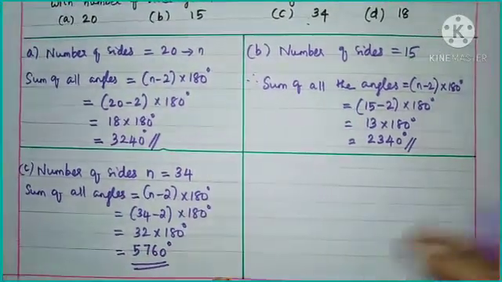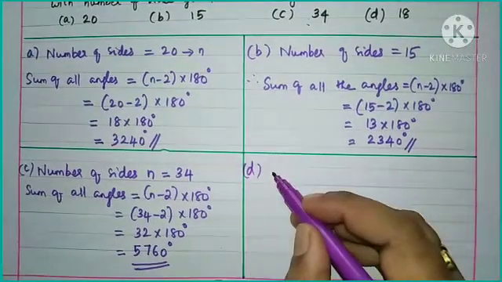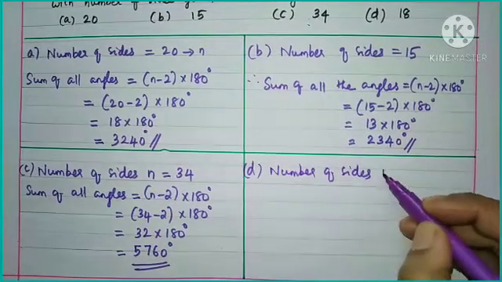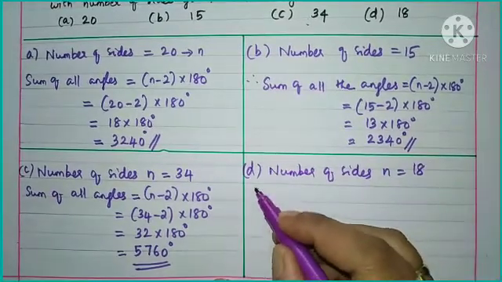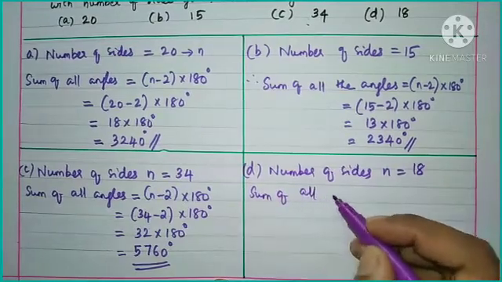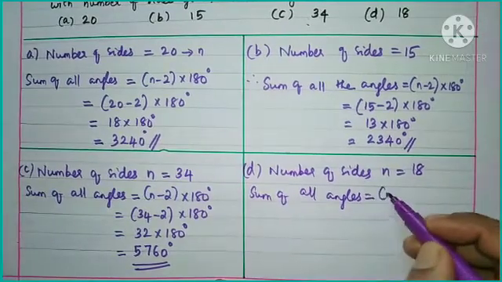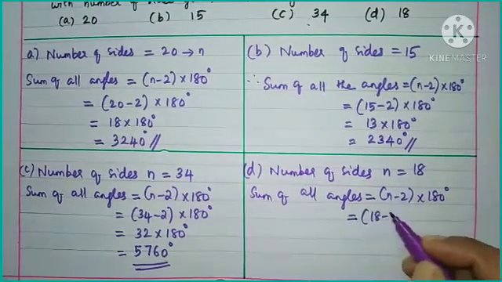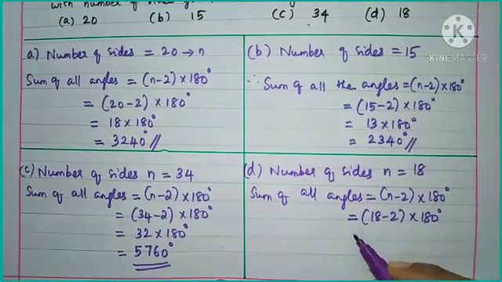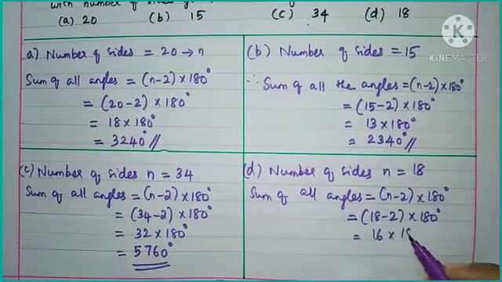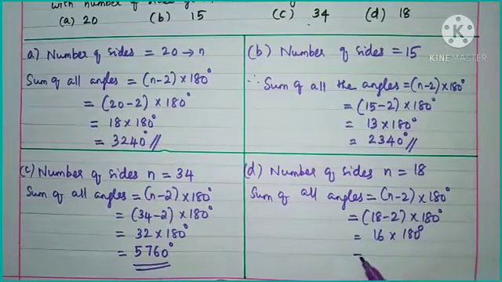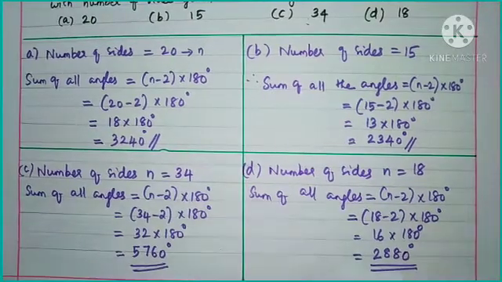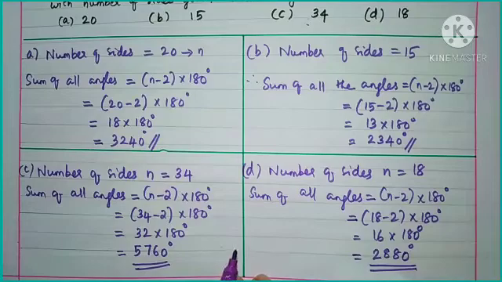Now come to the fourth question. What is the fourth question? Given number of sides equal to 18. So that is our n. Number of sides 18. Now again write the formula. Sum of all angles is equal to n minus 2 into 180 degrees. That is equal to 18 minus 2 into 180 degrees. What is 18 minus 2? 16. 16 into 180 degrees. Calculate. You will get 2880 degrees. Okay. So this is the application of the formula that we found out.